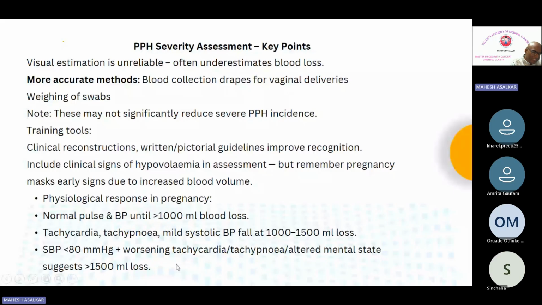This question has been asked. They have given only the clinical parameters of the patient, and they have asked you what is the approximate blood loss. Okay, so if there is no altered mental status, there is no tachypnea, in that particular case, remember, only if these features are there, then it is 1000 to 1500. If you have got an altered mental status and tachypnea, the systolic BP is less than 80, then the blood loss is more than 1500. Okay, so even if only the clinical scenario is there, you should be able to answer.